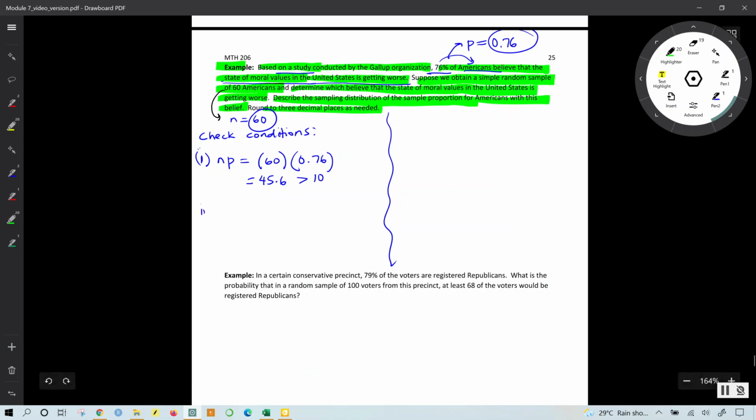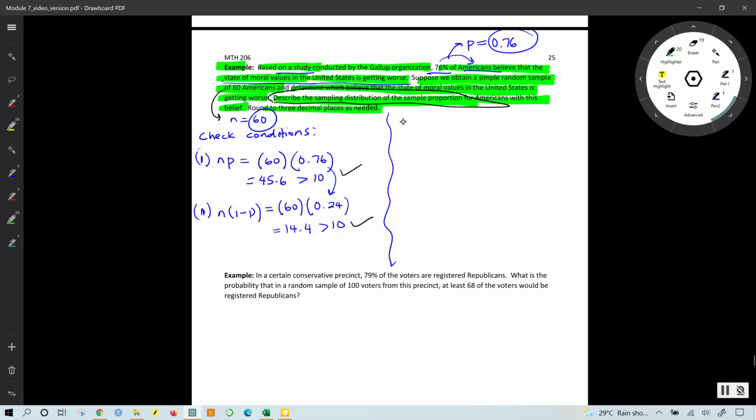Then we have n times 1 minus p. This will be 60 times 1 minus 0.76, that is 0.24, and that is equal to 14.4, which is also greater than 10. These two conditions have been met. Since they have been met, we are ready to describe the sampling distribution of the sample proportions.